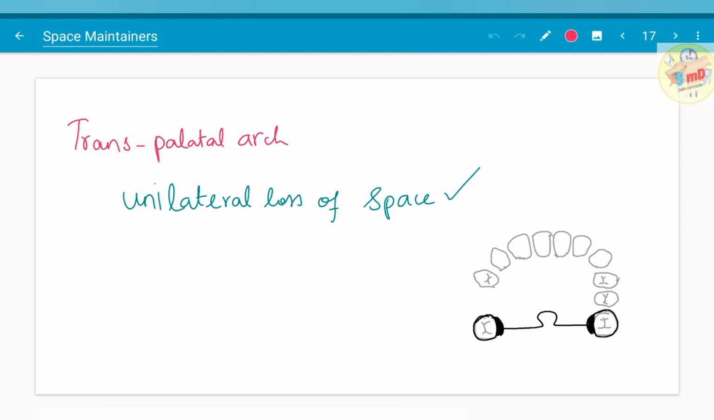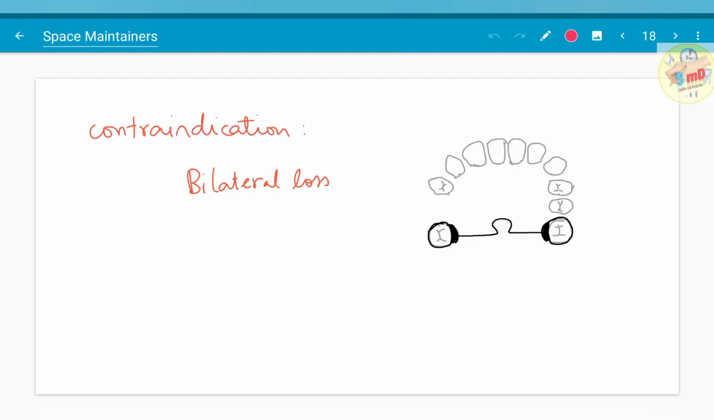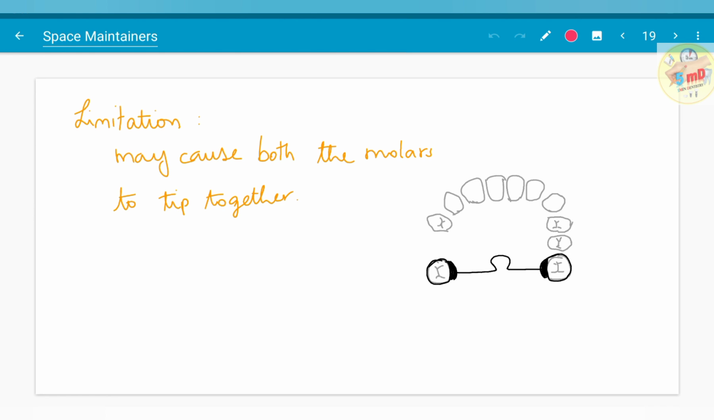The next one is the transpalatal arch, which is similar to the Nance palatal arch, but you could see the support is not from the palate here, and unilateral loss of space is most commonly an indication for the transpalatal arch. As you could see, you are taking support from both the molars, and there could be tipping of molars if it is a bilateral loss. Contraindication is bilateral loss. The reason is that both molars may tip together if it is a bilateral loss.